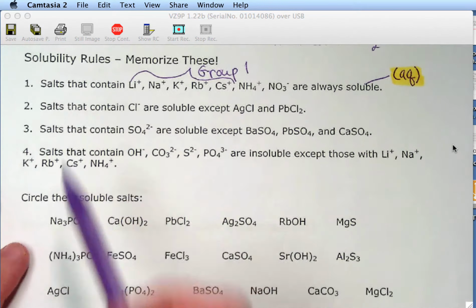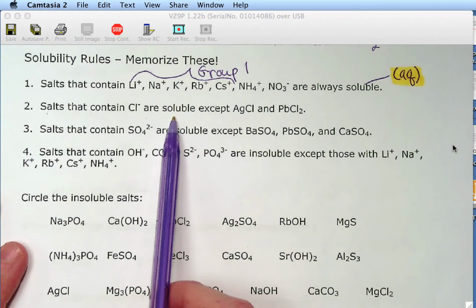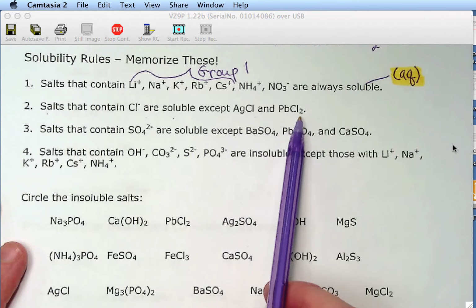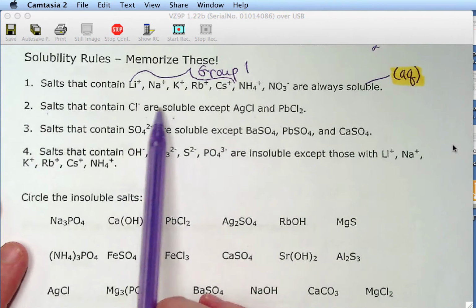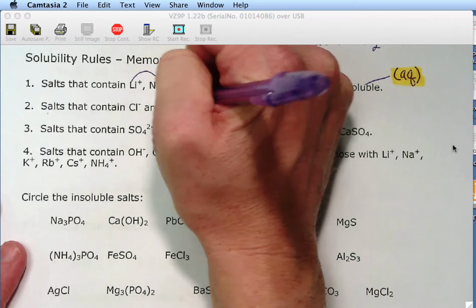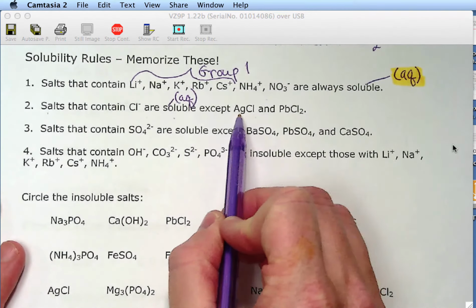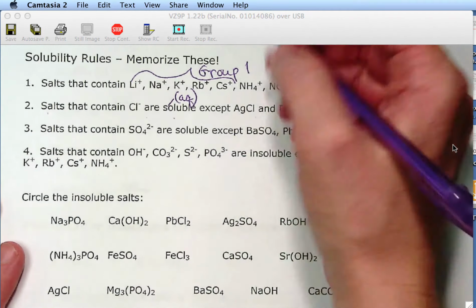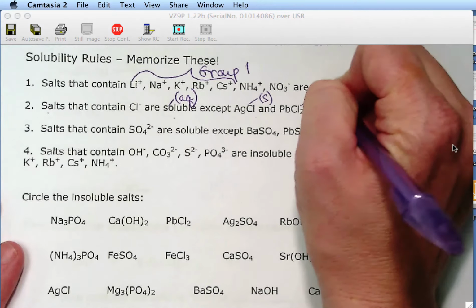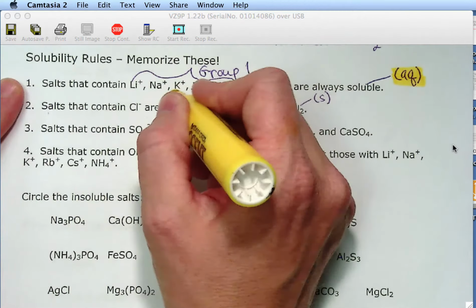The second rule, salts that contain chloride ion are soluble except silver chloride and lead 2 chloride. So if everything is soluble, what symbol does that get? AQ. Excellent. And then what would be next to AgCl and PbCl2? S. Good.